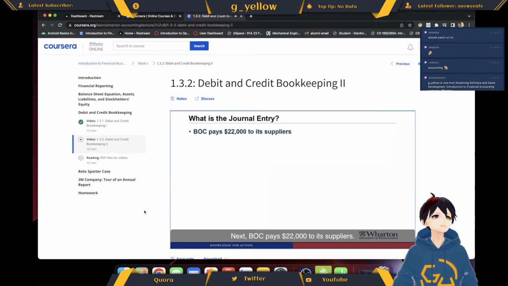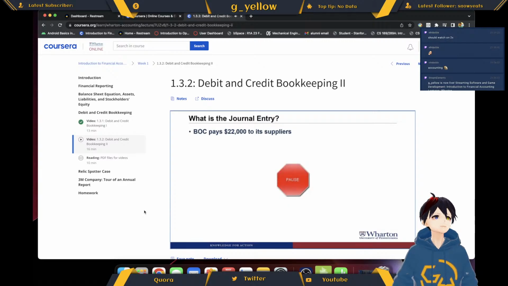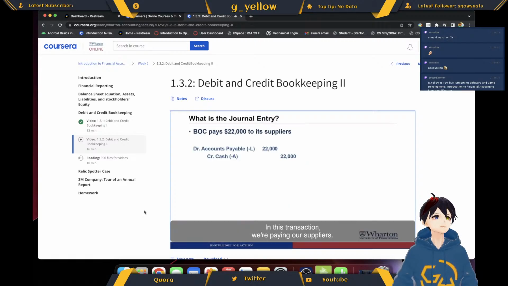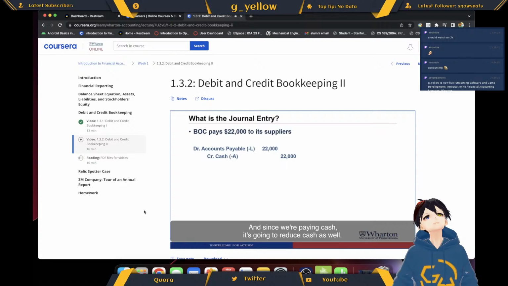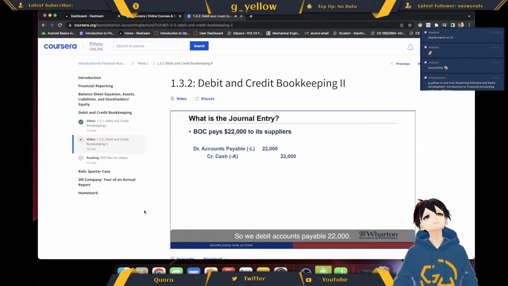Next, BOC pays $22,000 to its suppliers. In this transaction, we're paying our suppliers, which reduces how much we owe them, which is going to reduce accounts payable. And since we're paying cash, it's going to reduce cash as well. Accounts payable is a liability. It has a credit balance. If we want to reduce it, we need a debit. So we debit accounts payable $22,000.